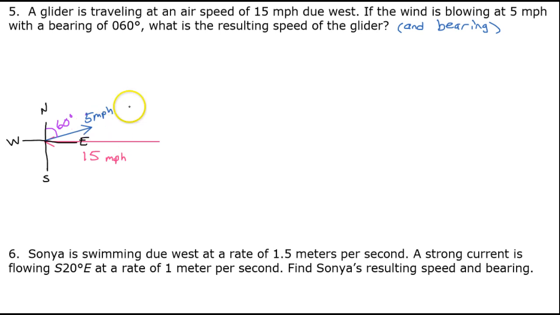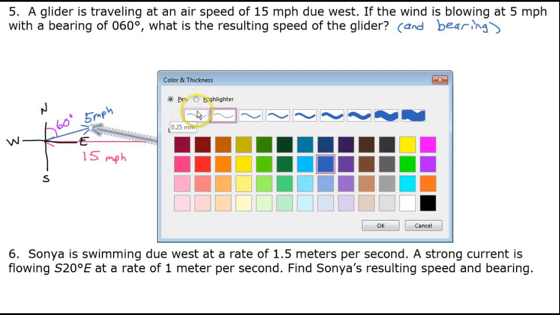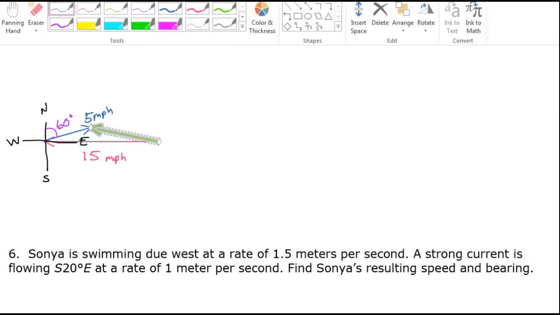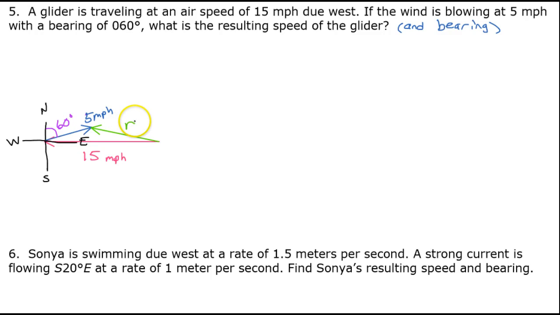Now the resultant vector is going to look like this. Alright, just graphically, when we add vectors, we draw the resultant from the initial point of the first vector to the terminal point of the second vector. And let's go ahead and make it green. Okay, so this is what we are looking for. We want the magnitude and direction of this resultant vector, and I'm going to go ahead and call it R. Okay, let's make a chart.